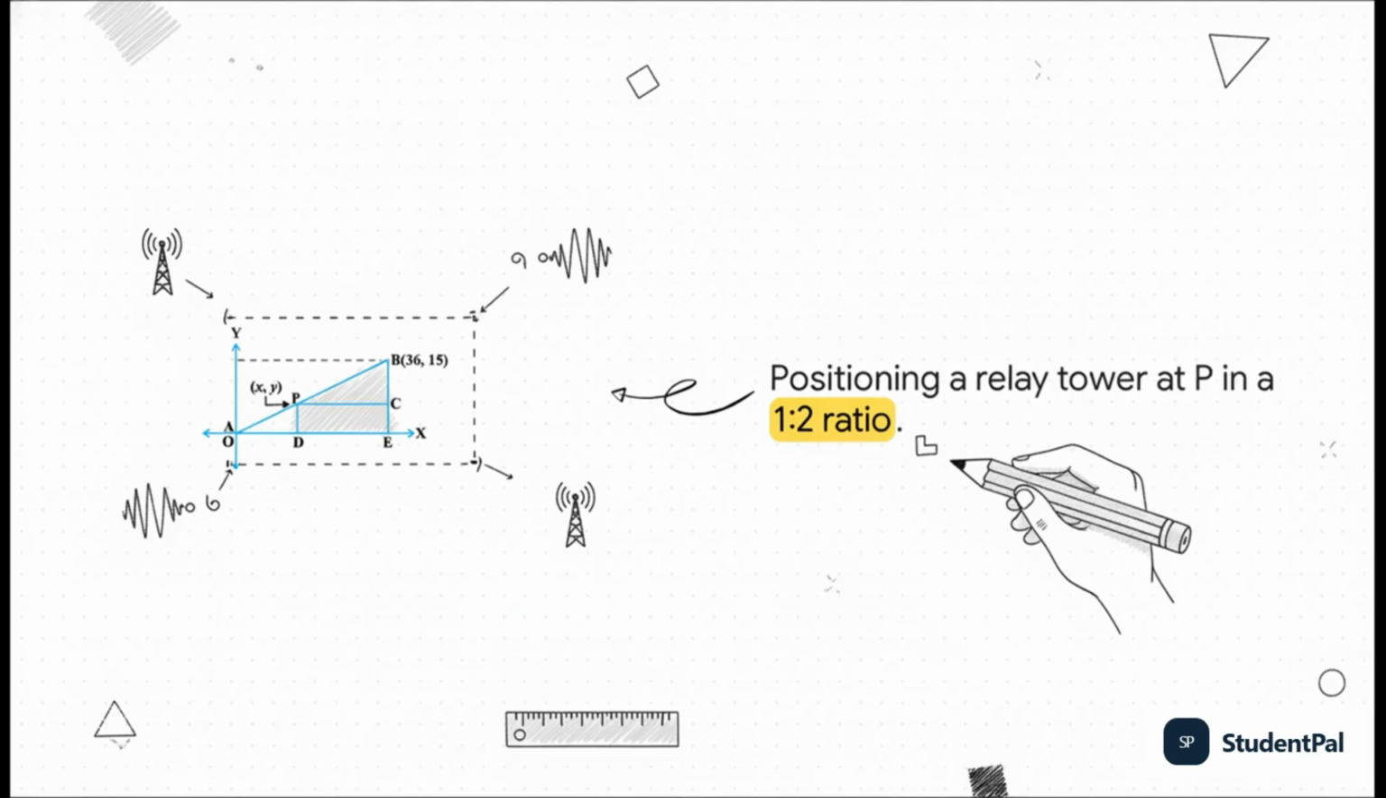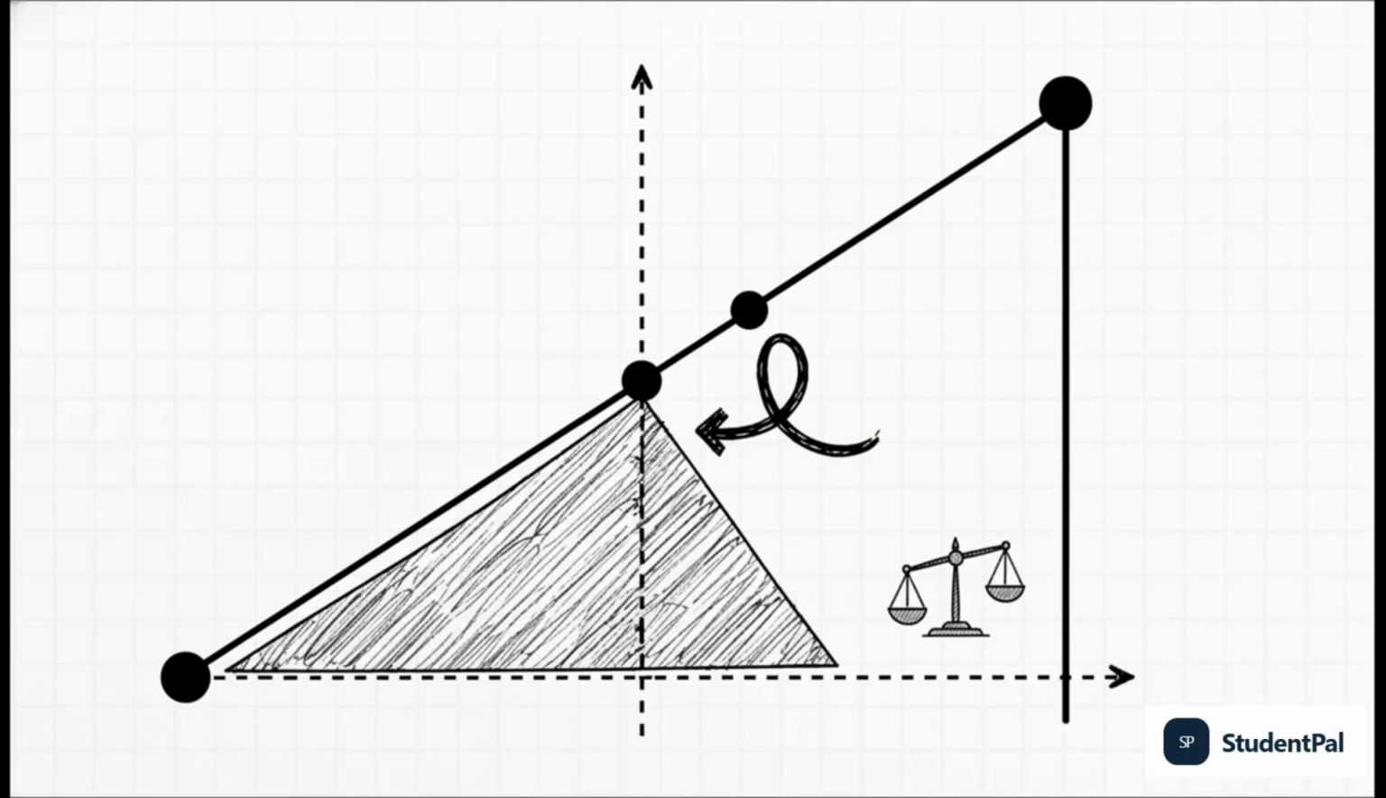But they need it placed exactly so that its distance from B is twice its distance from A. That means point P must divide line AB internally in a 1:2 ratio. How do the engineers find the exact x and y coordinates for the construction crew? Well, we use the section formula.